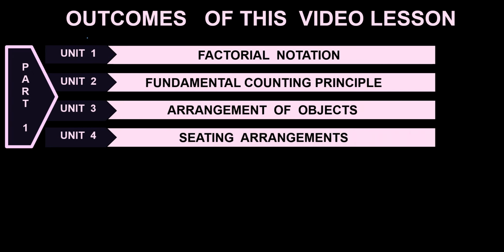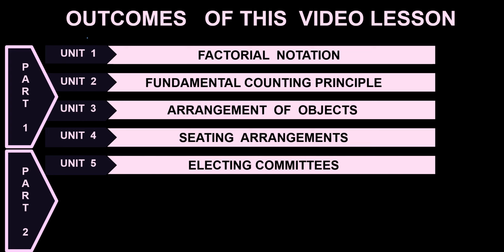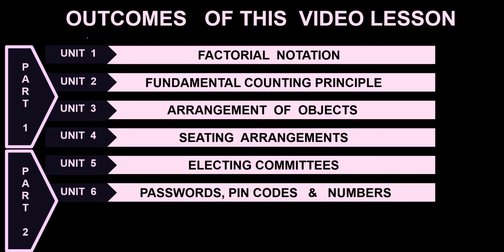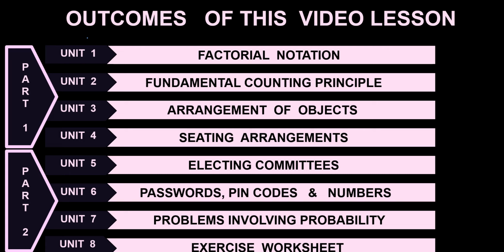In Part 2, we're going to briefly go over the concepts we did under Fundamental Counting Principles and some of the rules we use for arrangements, because we'll be needing them for some of the problems in Part 2. Specifically, we're going to look at counting how committees can be elected, and then we're also going to look at passwords, PIN codes, and numbers, and then we're going to take some problems that involve probability. Here we also have an exercise worksheet with some additional exercises.